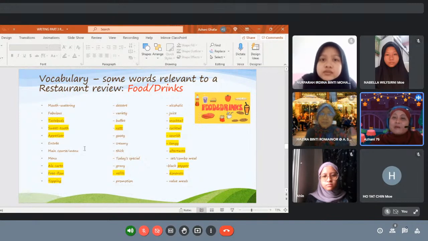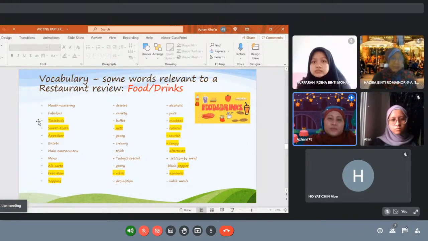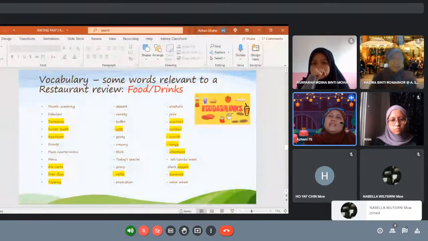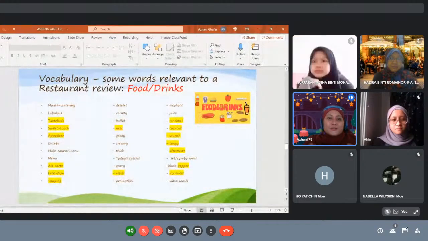Okay, some words relevant to a restaurant review in terms of food and drinks. I have highlighted some here. I think most are very general vocabulary. First one is taste buds. Let's say it tickles your taste buds. For example, it means you like the taste. It is nice, it is delicious.